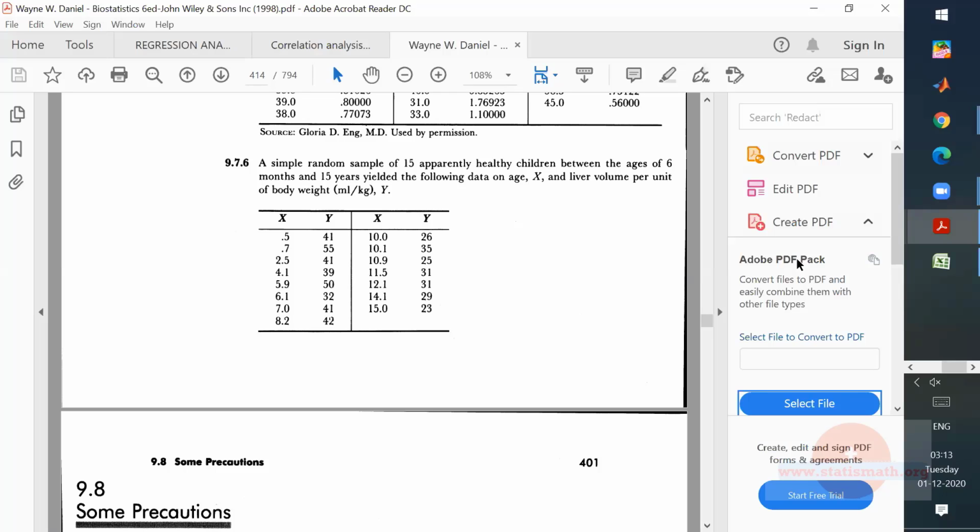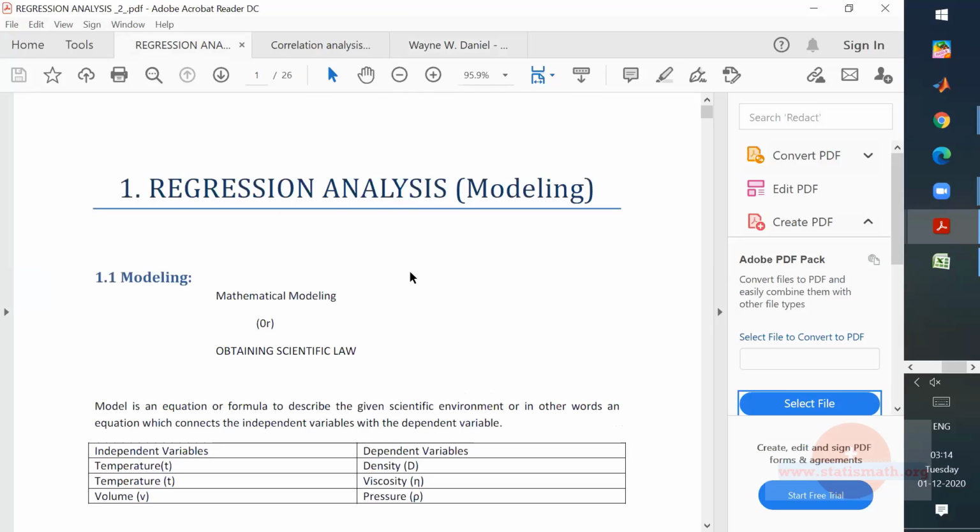Okay, so this is about the correlation coefficient. So next I'm going to take the regression equation. Okay. So the regression analysis is a modeling technique.